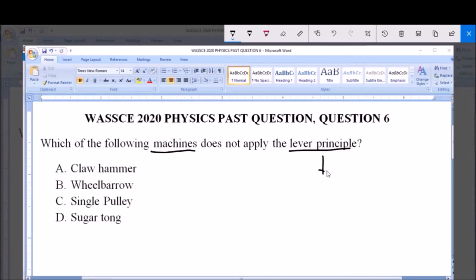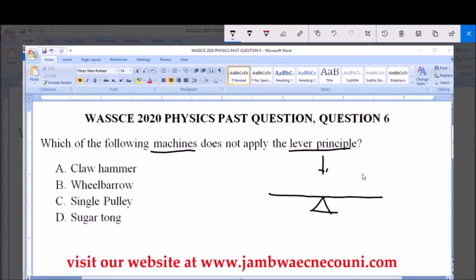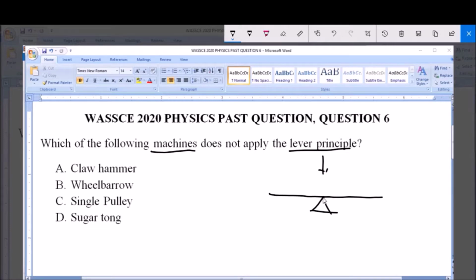And in terms of the lever principle, a lever has what we call a fulcrum. Let's say, for instance, this is a simple representation of a lever. This point here is what we call the fulcrum, or pivot. Then where the effort is applied, let's assume effort is applied here, we call this part the effort E. And where the load is placed, we call it the load L.